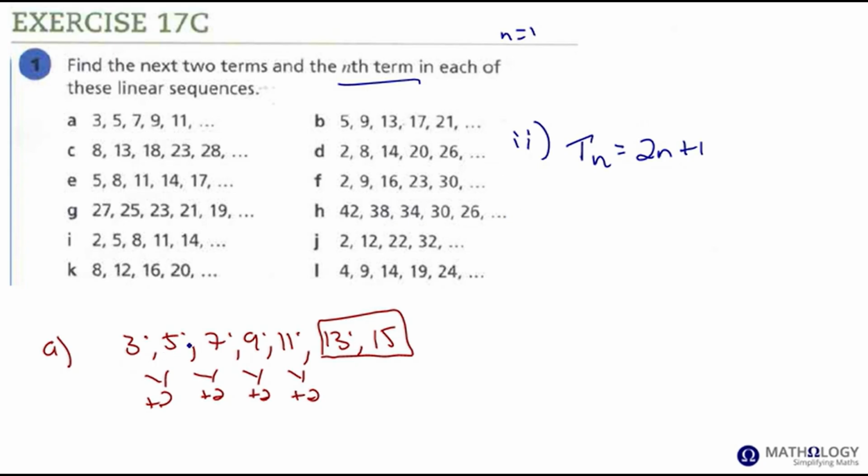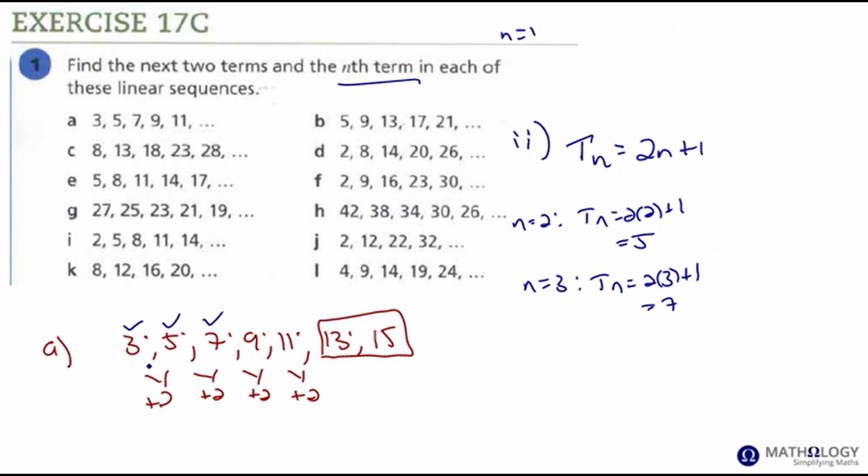When n equals 2, then Tn will be 2 times 2 plus 1. 4 plus 1 equals 5. We get 5, which is good. It confirms Tn. So when n equals 3, Tn will be 2 times 3 plus 1. 6 plus 1 equals 7. And it confirms that term as well. So we've confirmed the first 3 terms of the sequence.